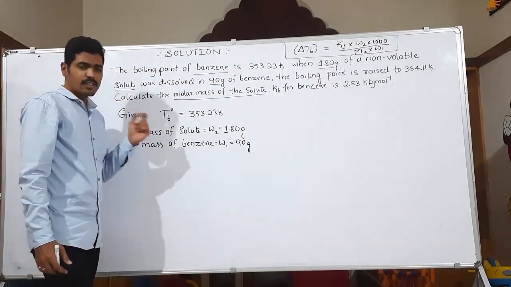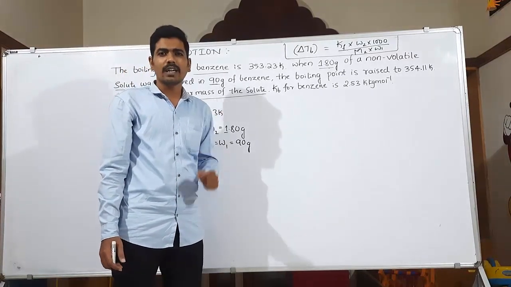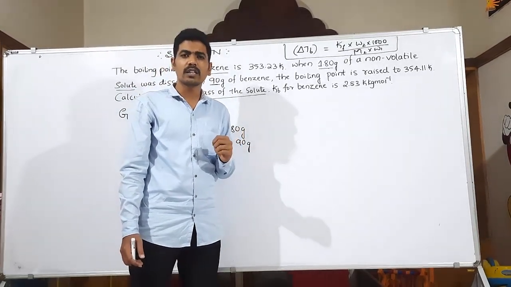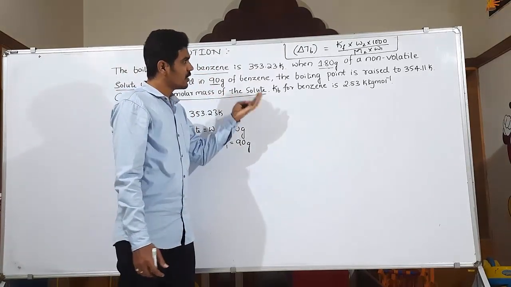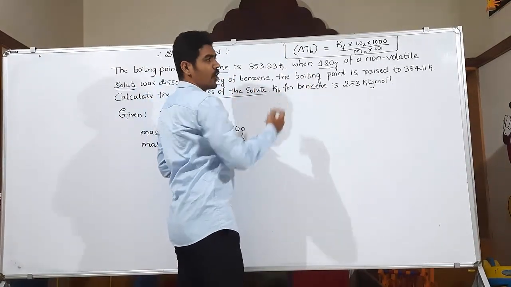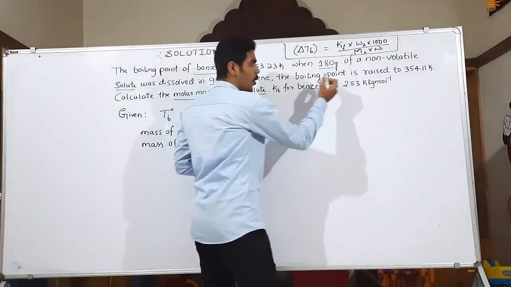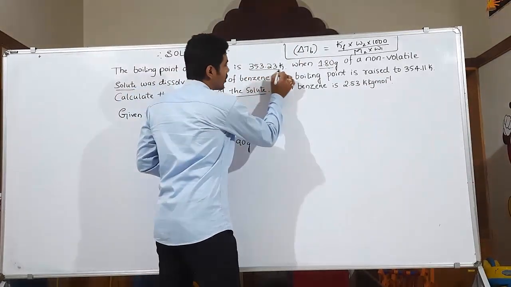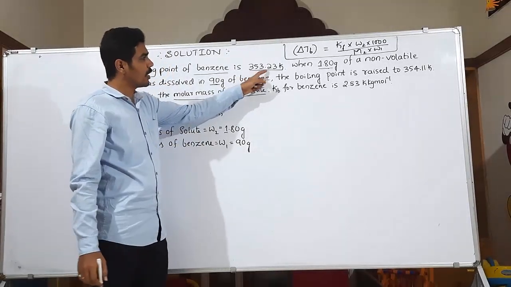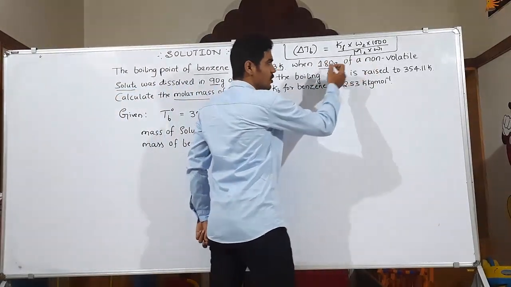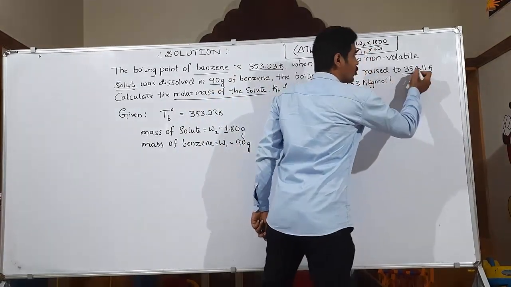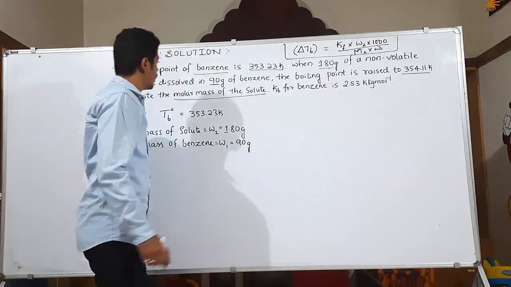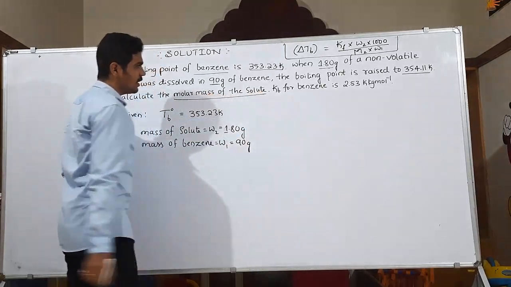Now, as you already know, upon addition of a non-volatile solute to the pure solvent, the boiling point of that pure solvent increases. So here also the same thing will happen. Upon addition of that non-volatile solute to the benzene, the boiling point is raised to 354.11 Kelvin. Initially, you can observe here, the boiling point is 353.23 Kelvin, but on addition of solute, its boiling point rises to 354.11 Kelvin. Okay, so the boiling point has been raised. Now, calculate the molar mass of the solute.